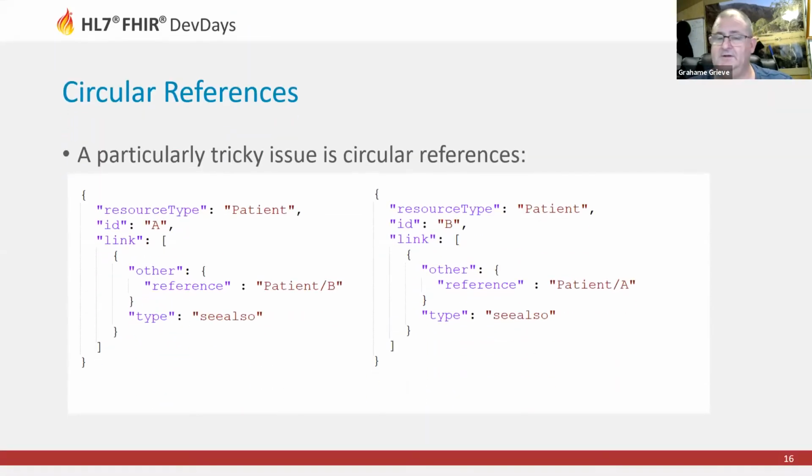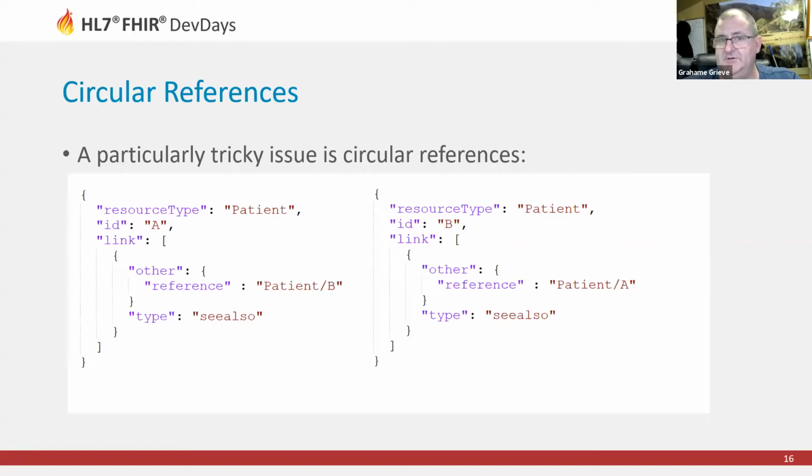One particular tricky issue is circular references. And the most common circular reference is patient links. Here we have two patient records that are known to refer to the same patient, and for some reason, the institution hasn't merged the patient records. The whole subject of patient merge, I think, is a horribly complicated subject. I spoke about that two DevDays ago, and that presentation's online if you want to look up FHIR and patient merge and DevDays.